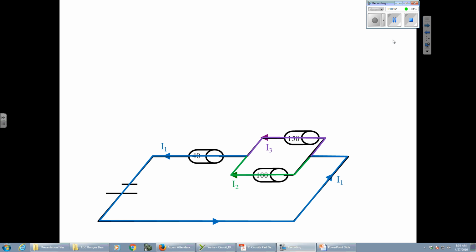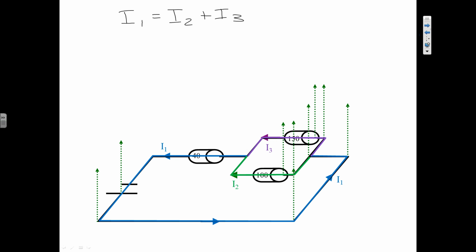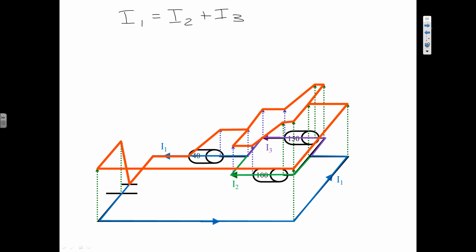So yesterday we ended by coming up with that equation of I1 equals I2 plus I3. And then we saw the plot right at the end of class. And we labeled the slopes. How did I come up with 150 I3 for this slope?